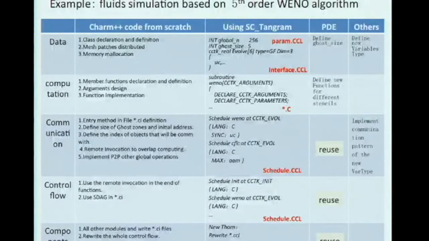This is a comparison between coding from scratch and coding on SatanGraham. When coding from scratch, a user has a lot of work to do in creating the class declarations and definitions, and the mesh data allocations and distributions and all these things. But when coding on SatanGraham, the user should only need to write a simple statement in the script files. And this is just an example of fluid simulation based on a WENO algorithm.